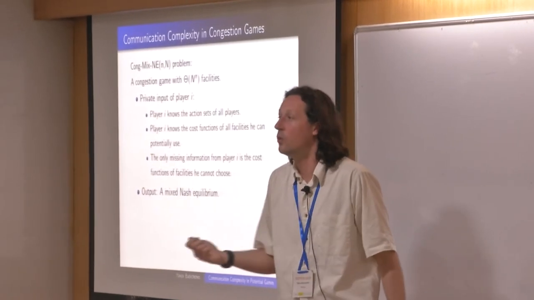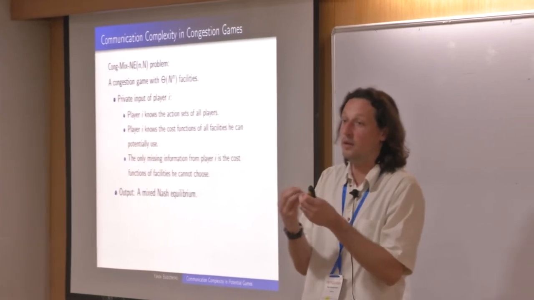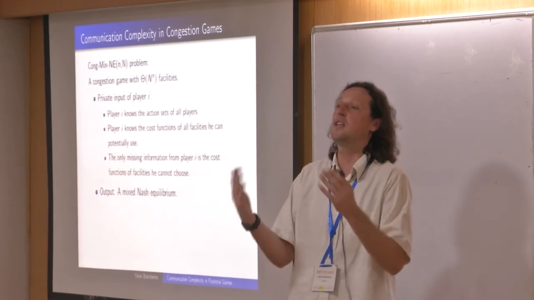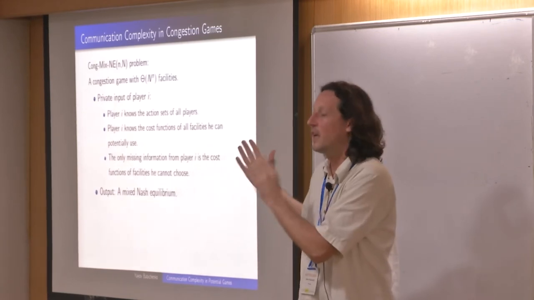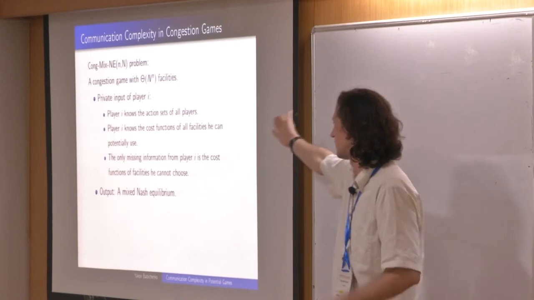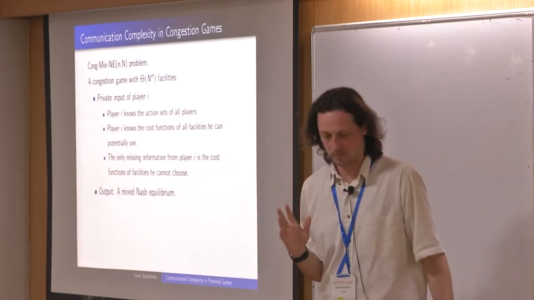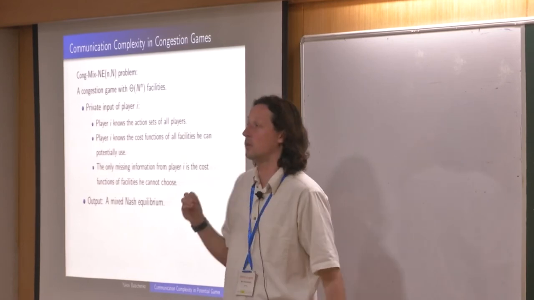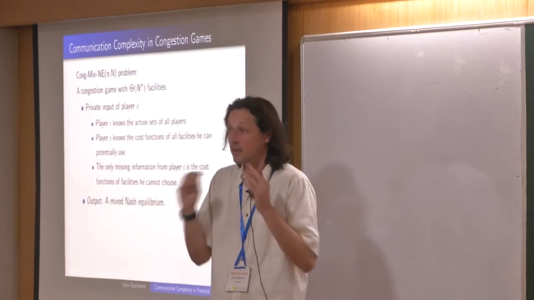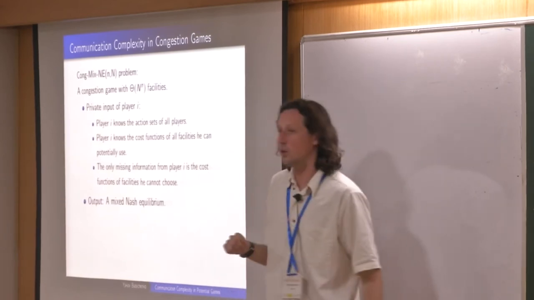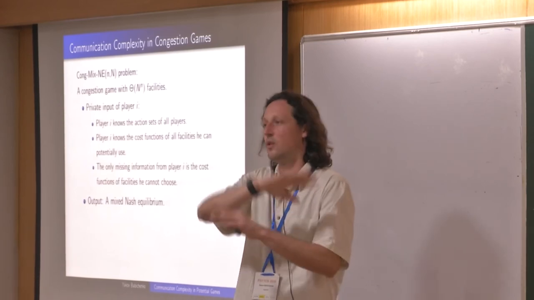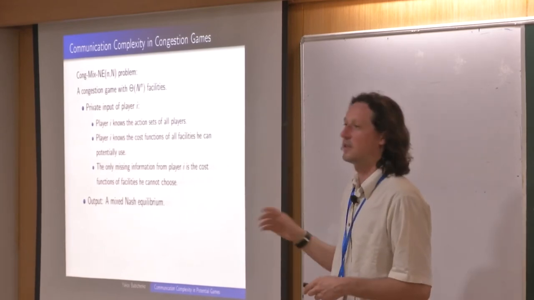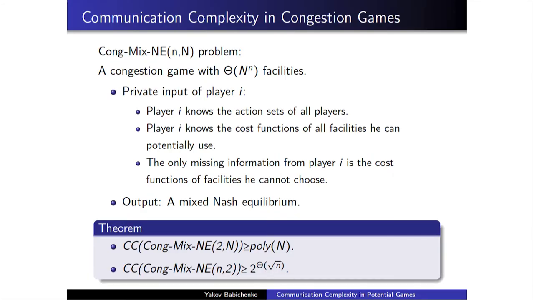And what should I know in order to play the game? I should know the costs of the facilities that I potentially can choose in any of my actions. I should know what the consequences are. So this is the distribution of information that we assume. We say that every player knows the cost functions of all facilities that he can potentially use. In fact, the only costs that he doesn't know are the costs of facilities that do not appear in any of his subsets. These are the only facilities that he doesn't know. And the desired output is a pure Nash equilibrium, and the results are essentially the same.